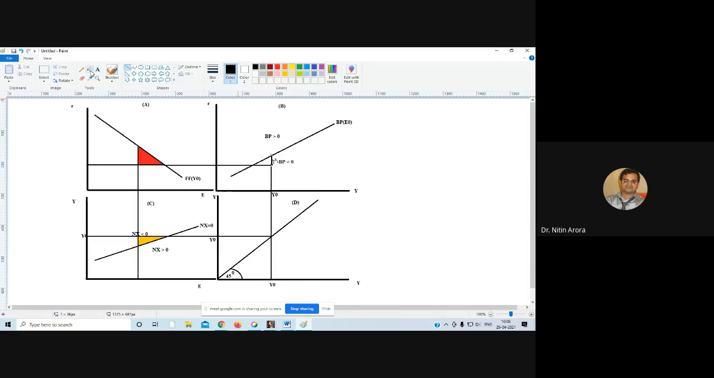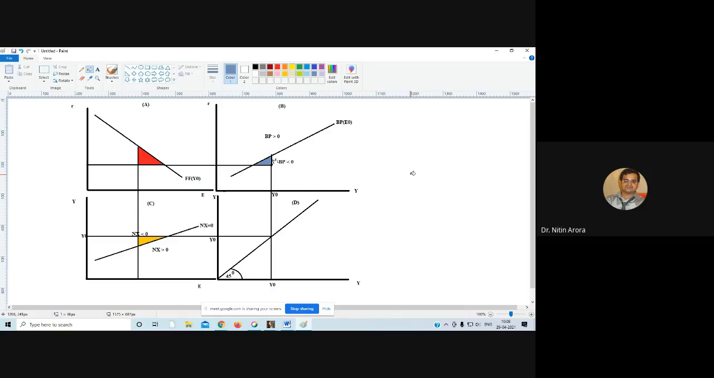If I fill up this gap, then the blue triangle is representing the BP deficit, and this BP deficit is because of the net current account deficit that is emerging in the panel C.